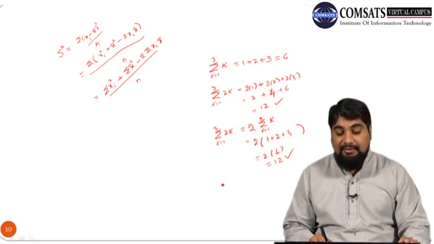Another rule which is very important to note is, suppose we have summation 2 where k again ranges from 1 to 3.